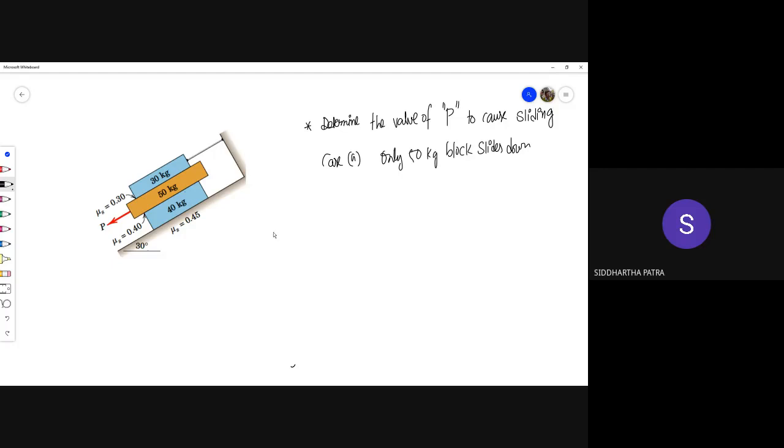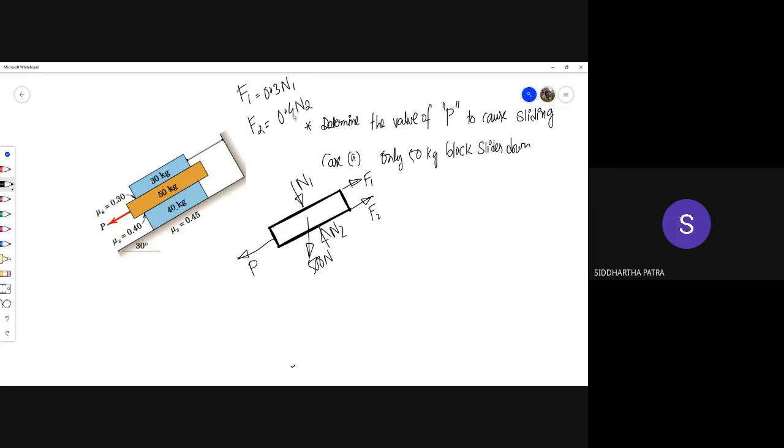So in this case the situation should be that there is relative motion between the 30 and 50 kg block, and there is relative motion between the 50 and 40 kg block, and they are at their respective limiting friction. So if I draw this 50 kg block, say about 500 Newton, it is being pulled by this force P, and it receives some normal forces N1 from here and N2 from here, and also friction forces F2 and F1, and both F1 and F2 are at their limiting values.